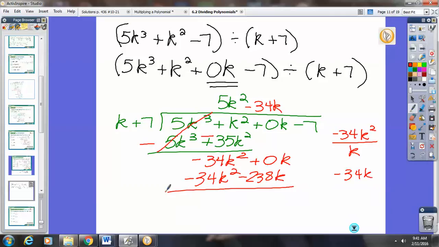After you multiply, what do we do? Change your signs. Both of those become positive. Remember, you want that first term to cancel out. It should happen every time. 0k plus 238k is 238k. Bring down the next term. So how many times does k go into 238k? 238 times. Again, what I'm doing is taking 238k, dividing by k, dividing by that term. It's 238.